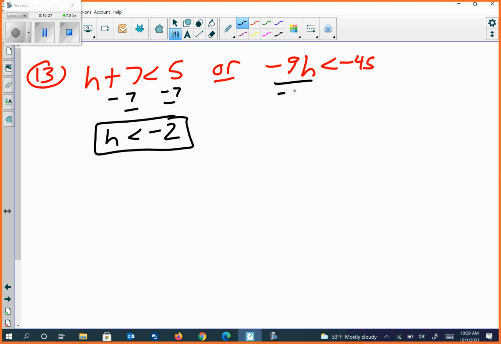And then on this one, I'll divide each side by -5, or excuse me, -9. Sign flips over because I divided by a negative. -45 over -9 is +5. Guys, when it's an or problem, do not put the inequality back together. Okay? So keep them both separate.